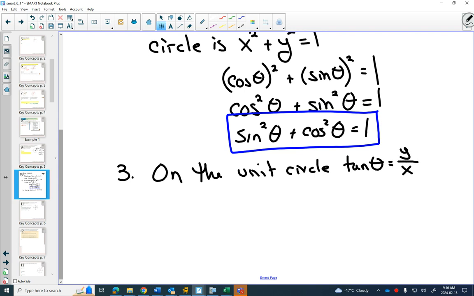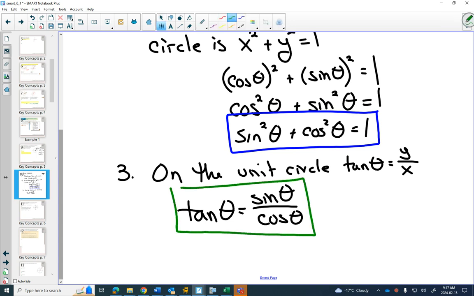On the unit circle, we saw that tangent was y over x. What does that mean? If the y was always sine, and the x is always cos, we have our third big idea. That tan of theta will always be sine of theta divided by cos of theta.